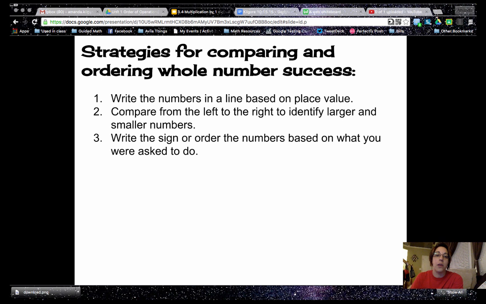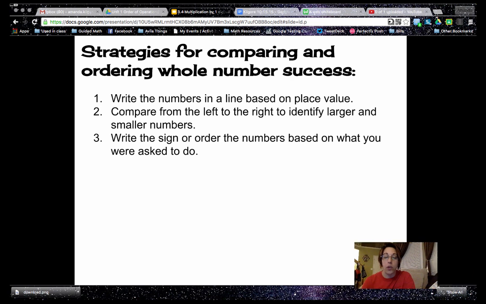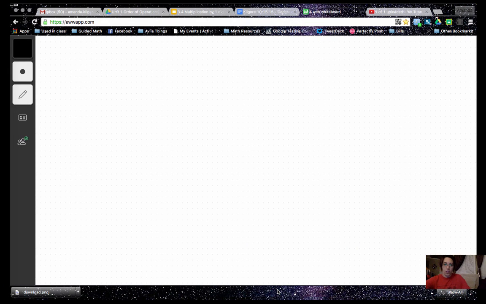First, you need to write the numbers so that they're lined up based on their place value. Compare them from left to right to identify larger and smaller numbers, and then write the sign or order the numbers based on what you are asked to do. Okay, so let's look at a couple of numbers. Some of our common problems are normally written like this.